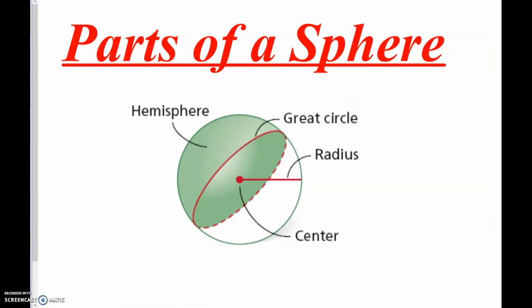All right, so the parts of a sphere. So we have the hemisphere, which is just cutting a sphere in half at the great circle, meaning that the great circle would be the biggest cross-sectional area. So the center of the hemisphere, or the center of the sphere, and the center of the great circle would be the same. And the radius starts at the center of the sphere.